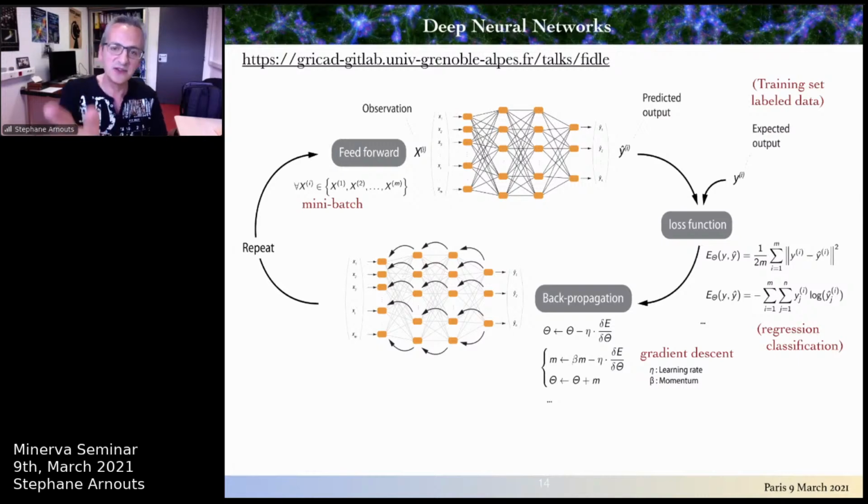So basically, the top at the center is what I just showed. So this is the deep network. You enter a batch of input values, you process through the network, you get some predicted output, and then you confront this output to the expectation from your training samples, so what value you expect for y. And this is what we call the loss function. The loss function will depend on what you want to do, a regression or a classification.